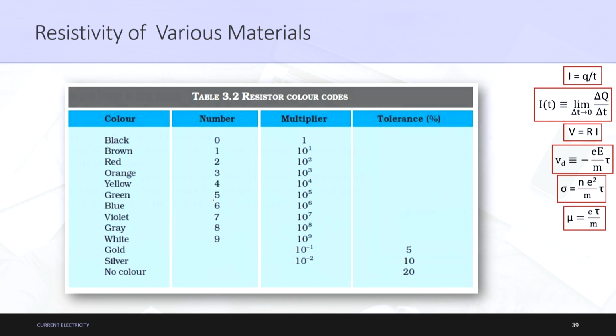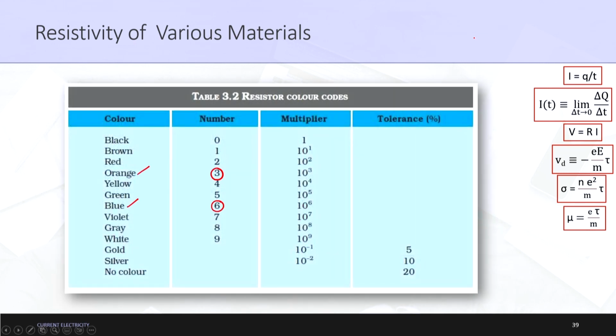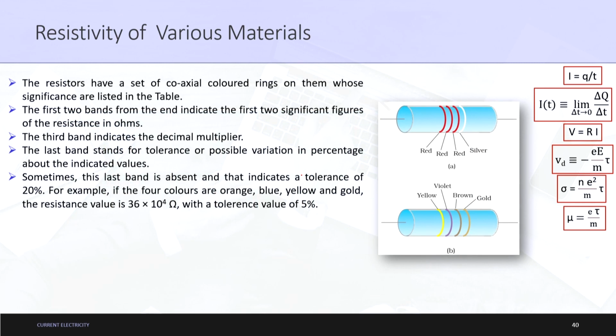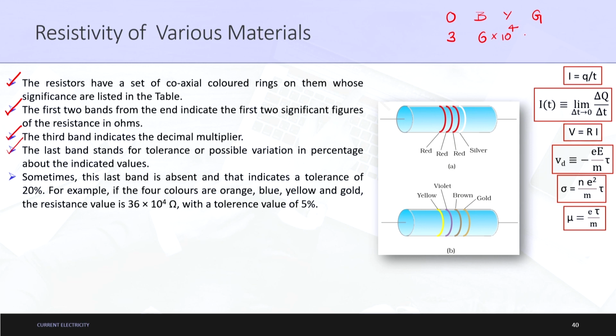Blue is 6, so you can write 6 here. The next color is yellow. Only the first 2 bands are significant digits and the third band is the decimal multiplier. As you can see, yellow has a power of 10 to the power 4. So the multiplier will be 10 to the power 4. Therefore, that is 36 multiplied by 10 to the power 4, and next the gold color is used. Gold has a tolerance of 5%, therefore it will be plus minus 5%.